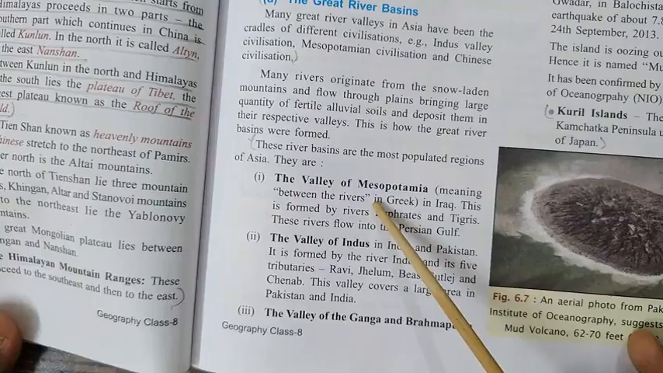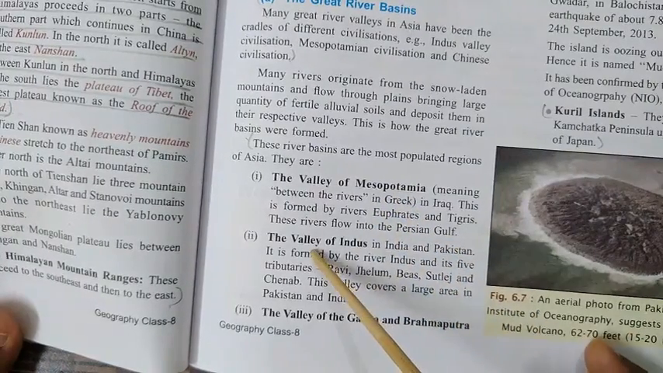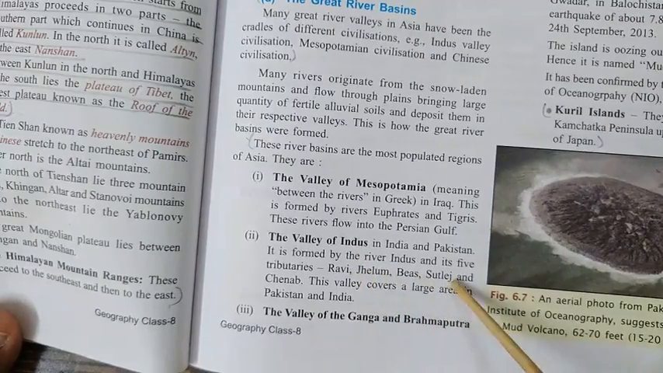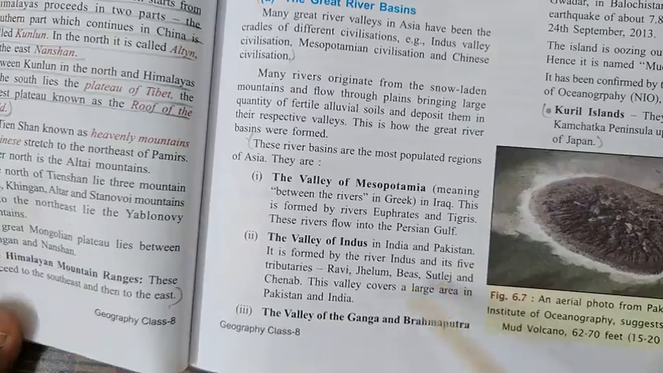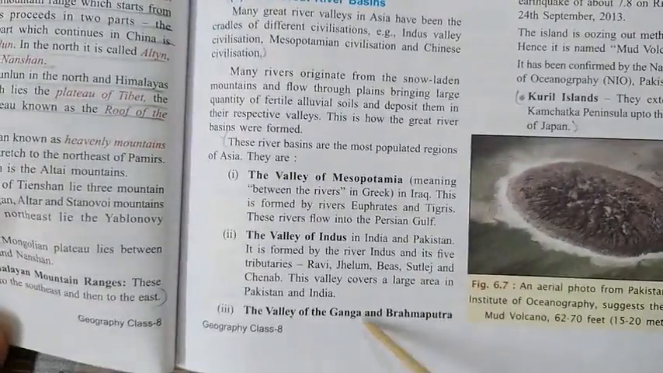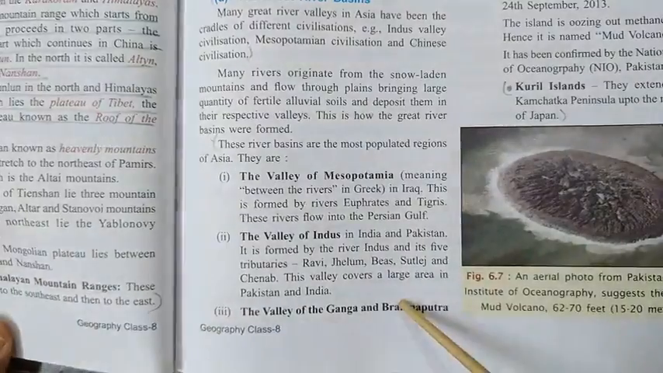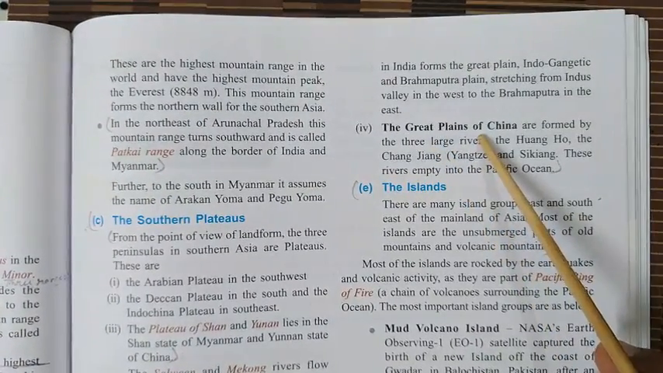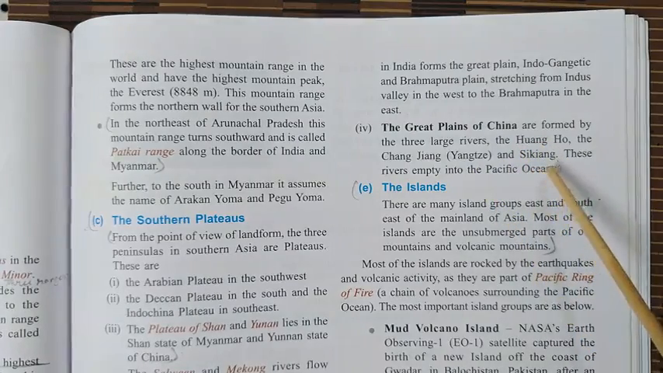First is the valley of Mesopotamia, the land of the Euphrates and Tigris. Then the valley of the Indus, where five rivers drain water into the Indus. These are the tributaries of the Indus: Ravi, Jhelum, Beas, Satluj, and Chenab. Then the rivers Ganga and Brahmaputra form a big plain region in India, and the Great Plain of China has been formed by three important rivers: Huanghe, Changjiang, and Sikiang.